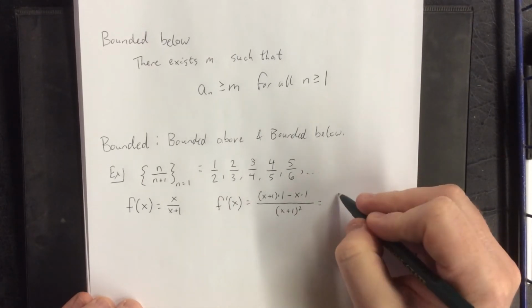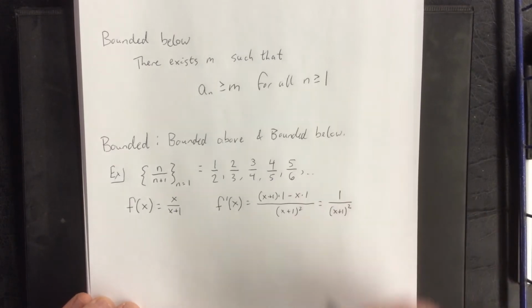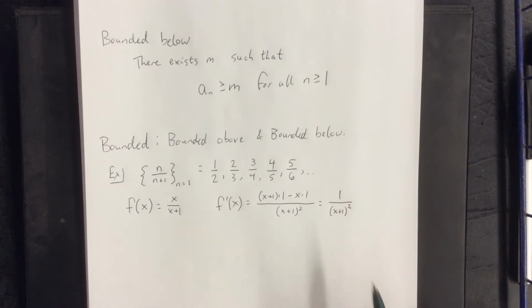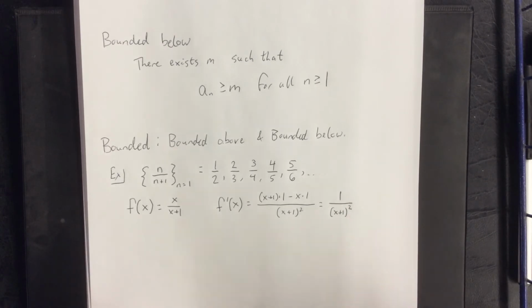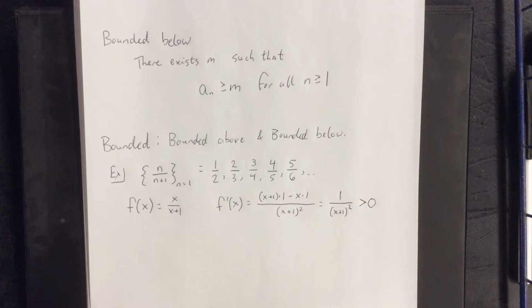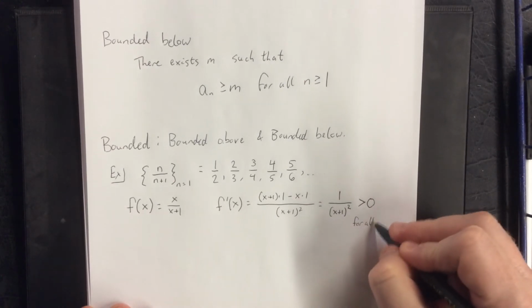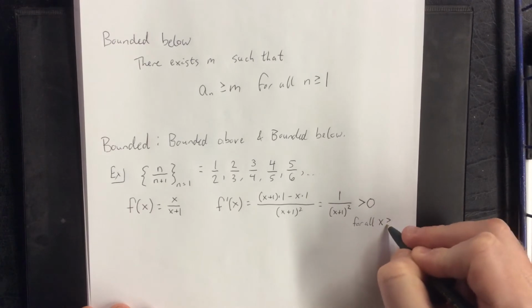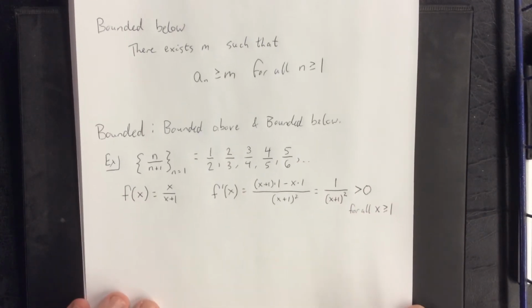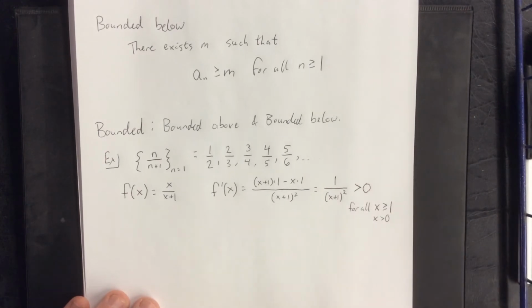Combining like terms in the numerator tells me that this is going to be 1 over (x plus 1) squared. You'll notice that the numerator is positive 1, and the denominator is something that is squared, which is guaranteed to be greater than 0. So regardless of the value of x that we plug in here, so that's for all x greater than or equal to 1, or I suppose we could even say for all x greater than 0.